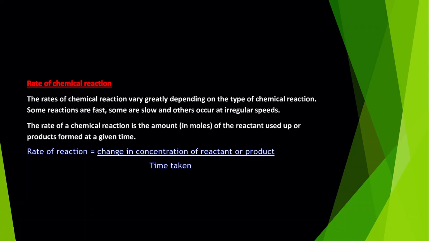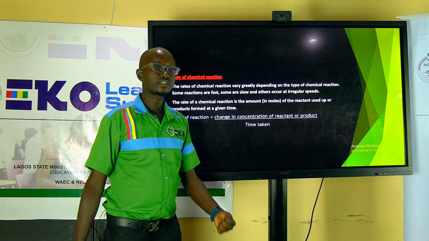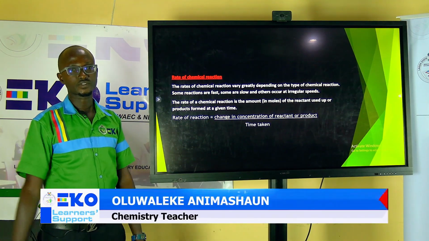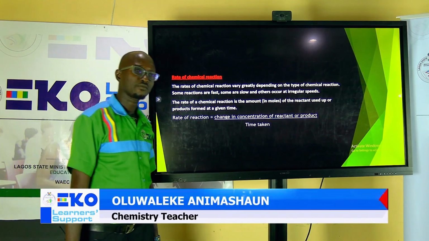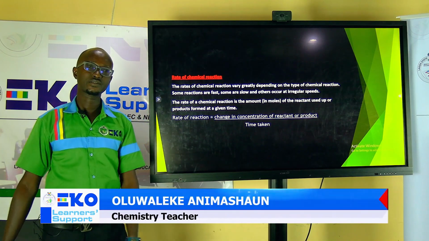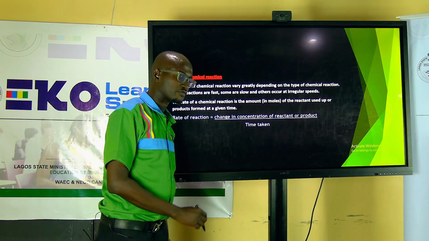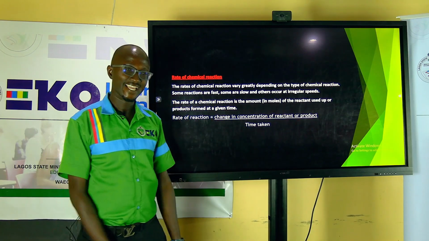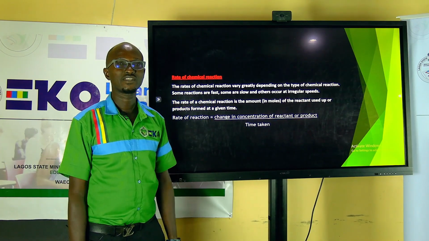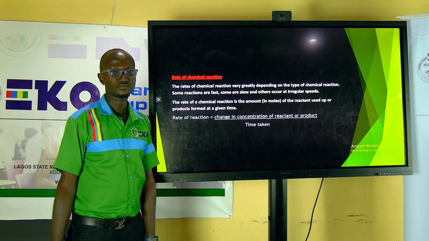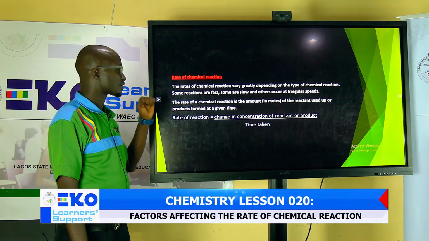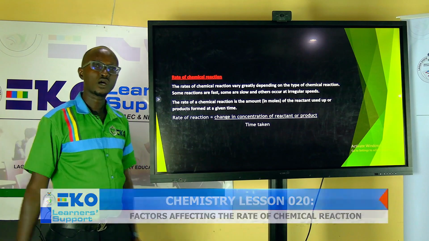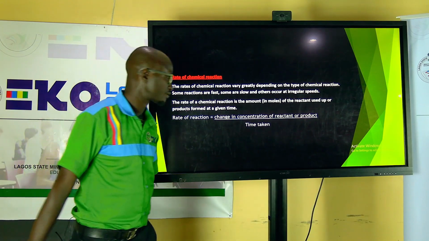Rate of chemical reaction. In our everyday life, we see a lot of reactions going on around us. Some of them happen very fast. Some of them happen very slow. In fact, some of them take years before they can happen. So this is what we are discussing under rates of chemical reaction: how fast or how slow a reaction is.